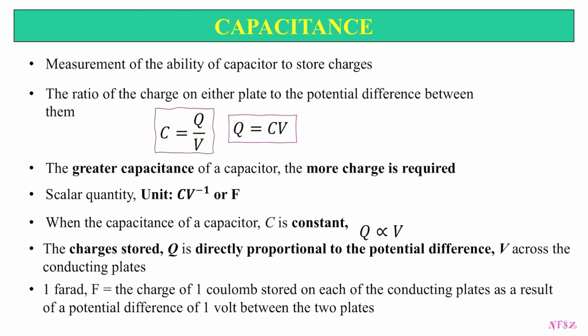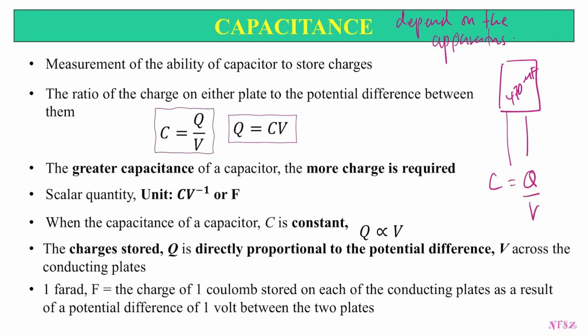Okay, when the capacitance of the capacitor C is constant, capacitance basically depends on the apparatus. If you notice, every capacitor like this has it already written, 470 microfarad, meaning C equals Q over V, and C is constant. There is nothing you can do. Even if your Q goes up, your C stays constant. When your Q goes up, your V will go down, because C depends on the apparatus itself. You cannot suddenly use a 470 microfarad capacitor and raise its C to 1000 microfarad, because the apparatus limit is 470 microfarad.